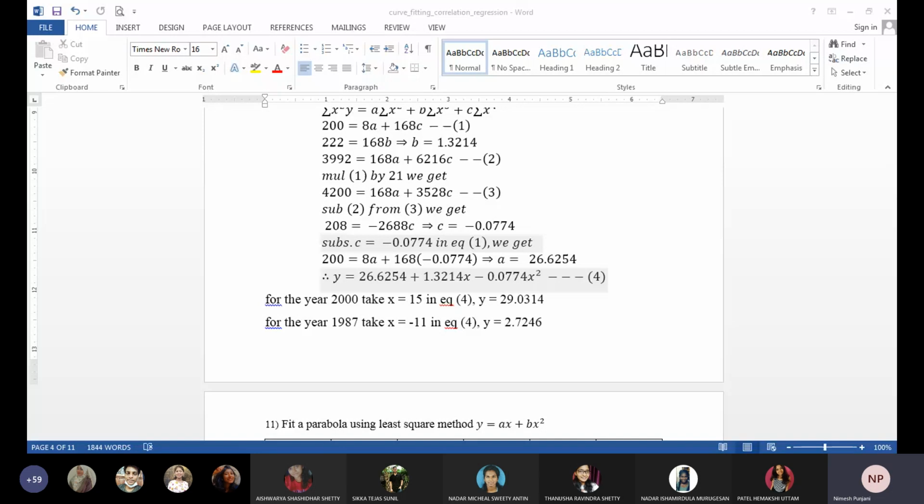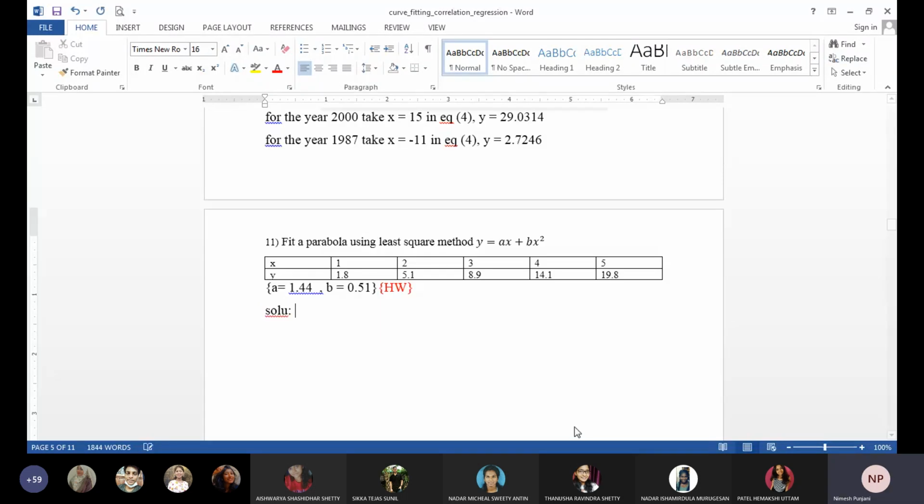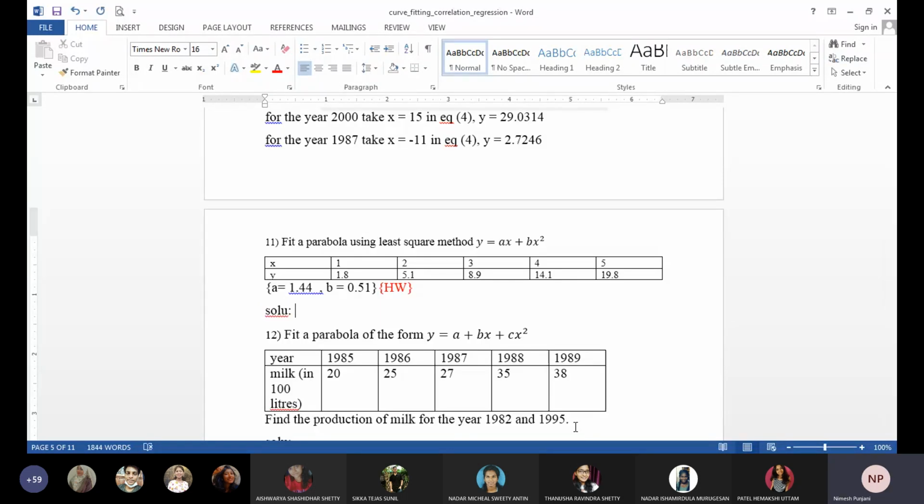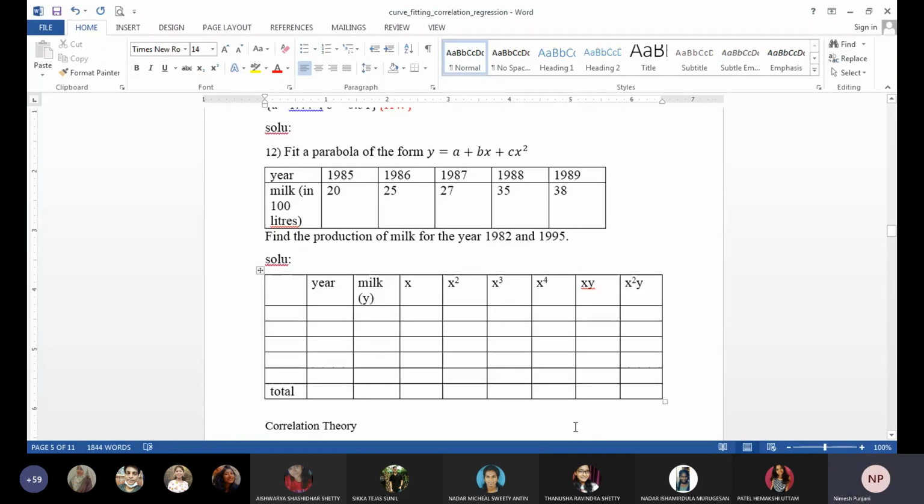Yes, this is what you are getting. Okay, sum number 11 is homework, which you have already taken the screenshot of. Now solve sum number 12. It is expected that you solve this sum number 12 in 5 minutes. You solve it in 5 minutes, then we will have a break for 5 minutes.